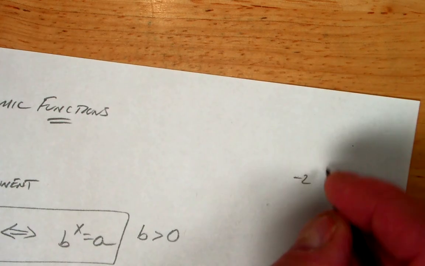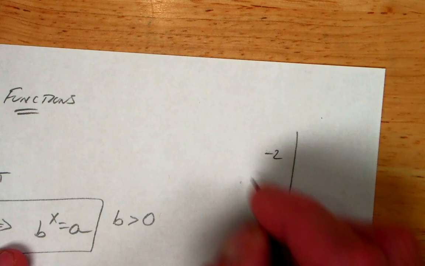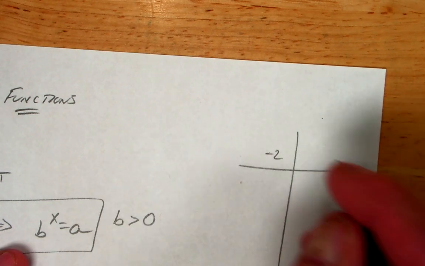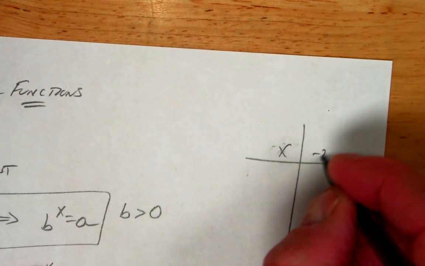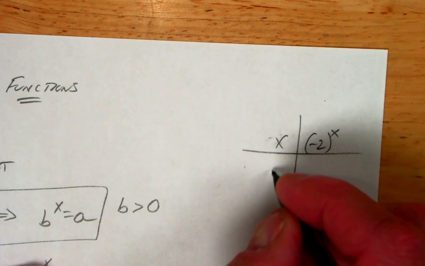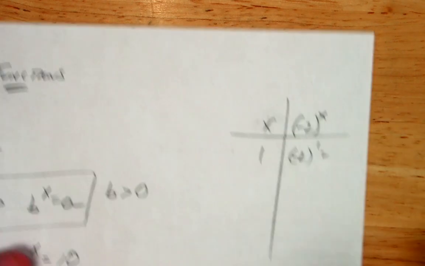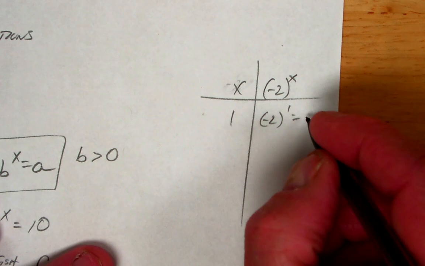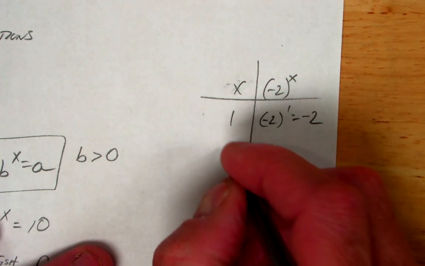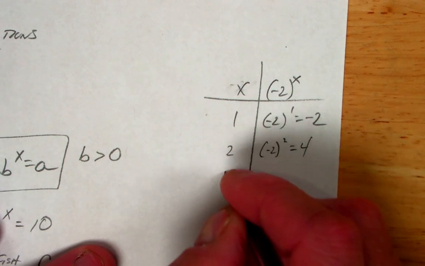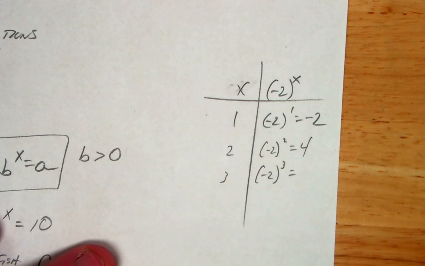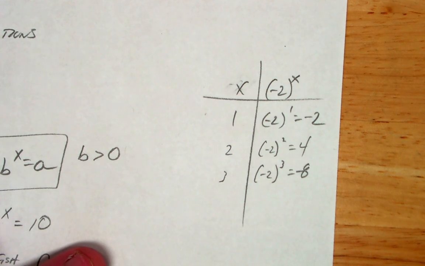Let's say I had -2 and I'm doing different powers of x, so -2 to the x. Say x is 1. -2 to the first. What do I get? I get -2, right? Now if I go 2, -2 to the second, what do I get? 4. If I go 3, I get -2 to the third. What do I get? -8. Do you see a problem with that if we were trying to graph it? We got it bouncing all over the place.